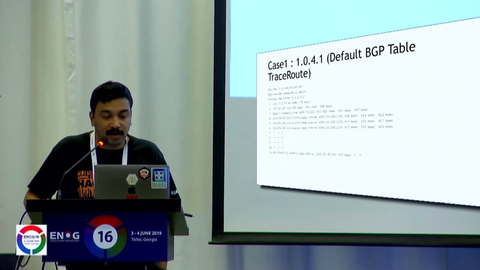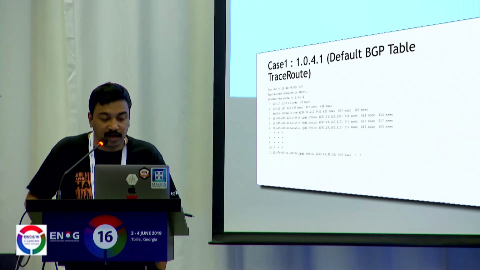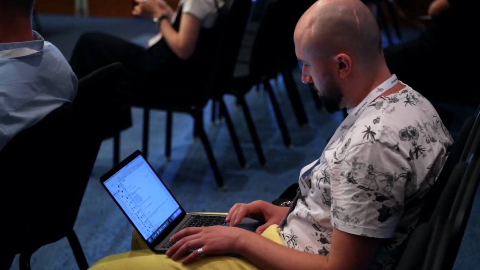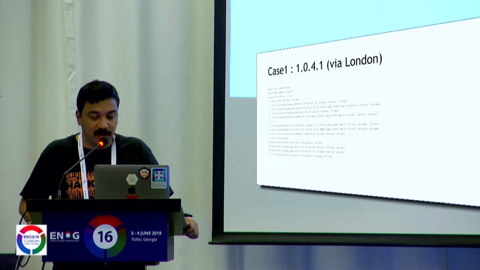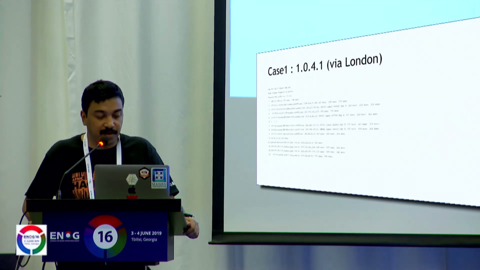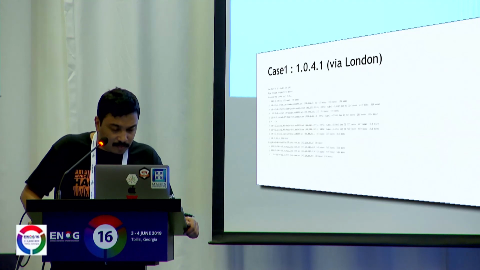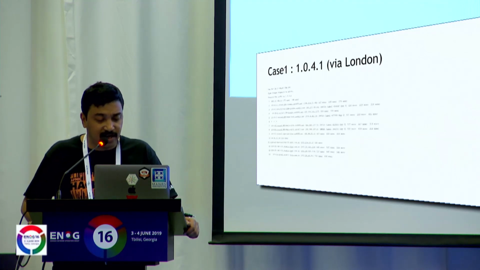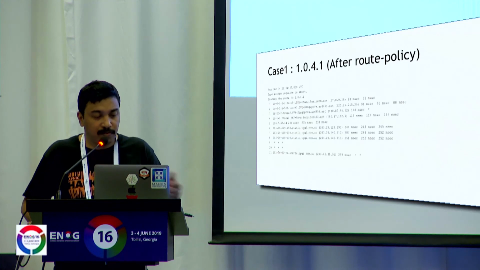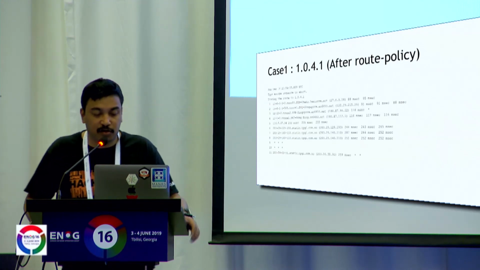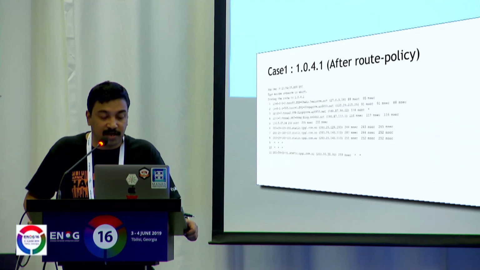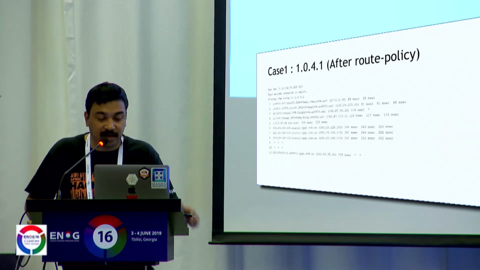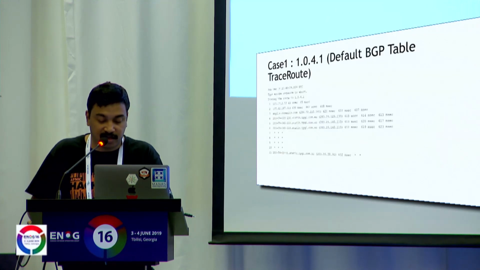So with the default BGP table, we have done a traceroute, and you can see that the latency is around 632 milliseconds. And via the London path, the other specific path, the latency is around 530 milliseconds. After changing the routing policy based on what I have just described, you can see that the latency has dropped to 259 milliseconds. So it definitely gives a much better result compared to 530 milliseconds and 632 milliseconds.